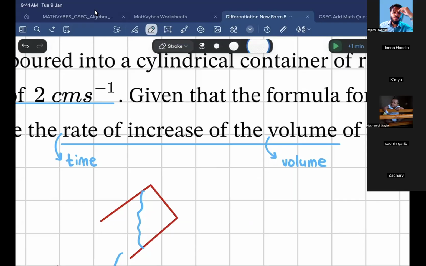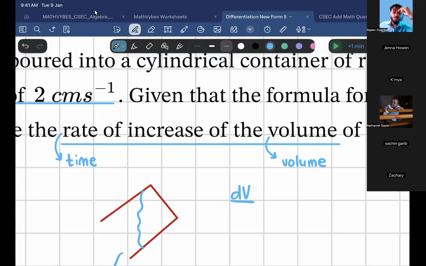So Jenna, what do they want us to find? The increase of the volume. So dt dv? Nah, dt is never on top. Everything changes with respect to time, so it's never on top. Think about it, Jenna.